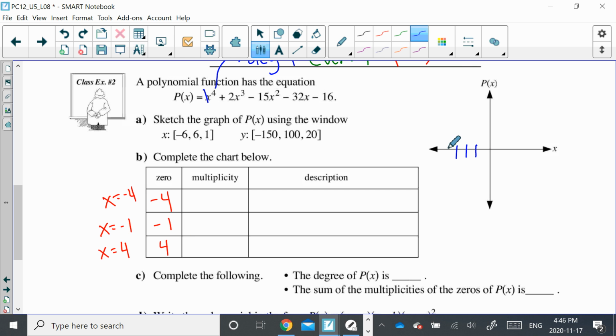1, 2, 3, 4. 1, 2, 3, 4. I know that I have a 0 here. I know that I have a 0 at negative 1. And I know I have a 0 here. Now I'm going to get the picture right from my graph again. So let's get the graph.